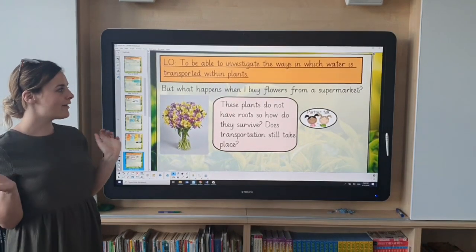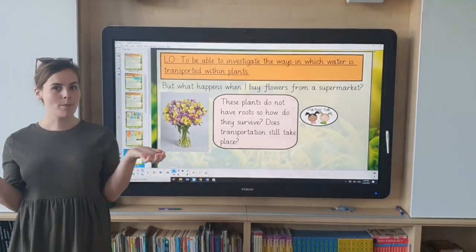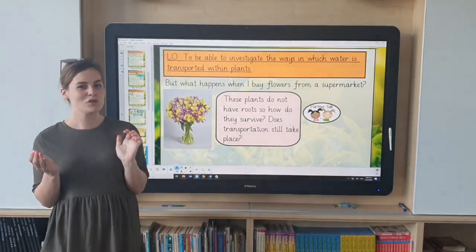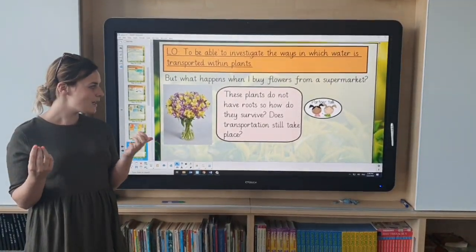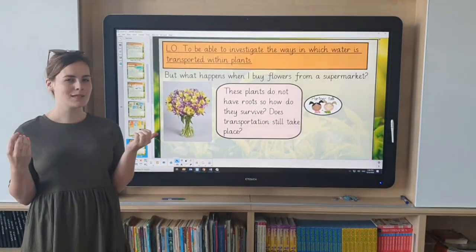When I buy flowers, or maybe I'm given them, from a supermarket, these flowers don't always have the roots, but they still survive. Does water transportation still take place?